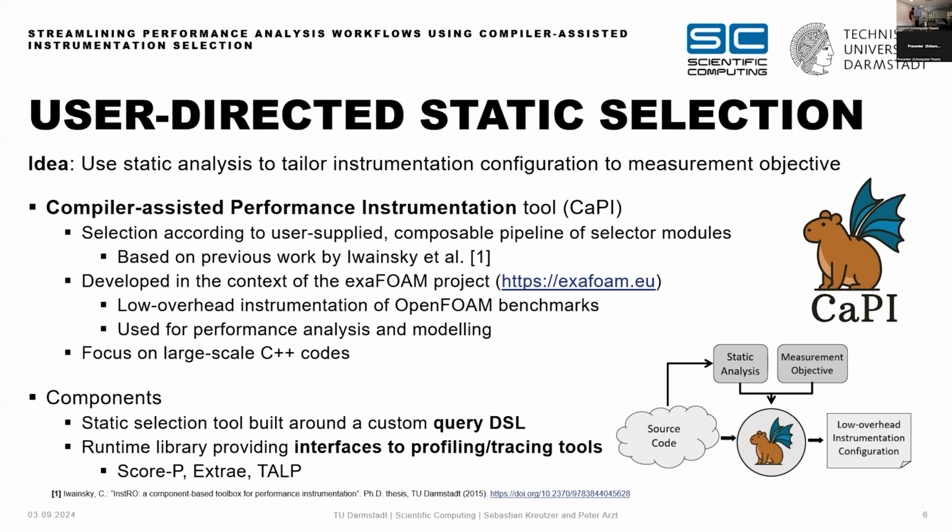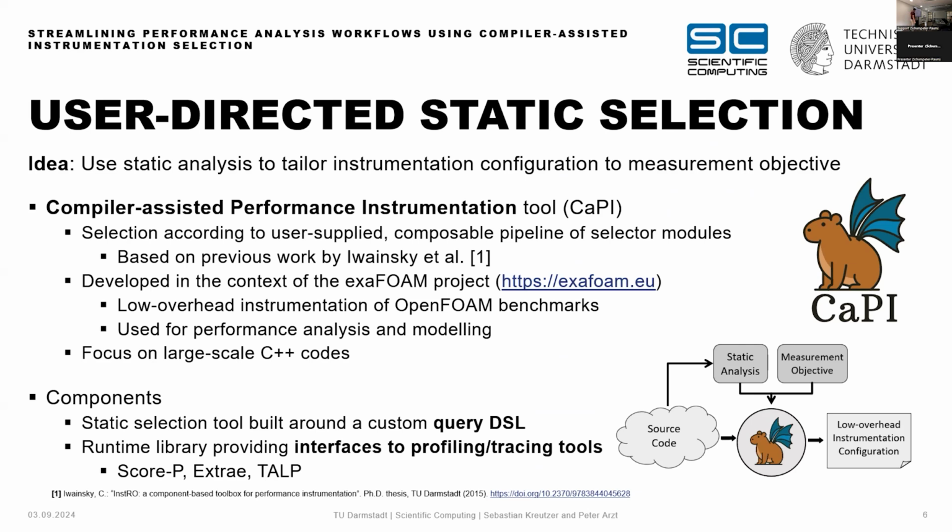CAPI provides the ability to compose a pipeline of selector modules, and I will show you an example of that. We developed this in the context of the Exaform project to do low overhead instrumentation for OpenFOAM benchmarks, used for example for performance analysis and also for performance modeling, for example using Extra-P. The focus with CAPI was really to make this viable for large-scale C++ codes such as OpenFOAM.